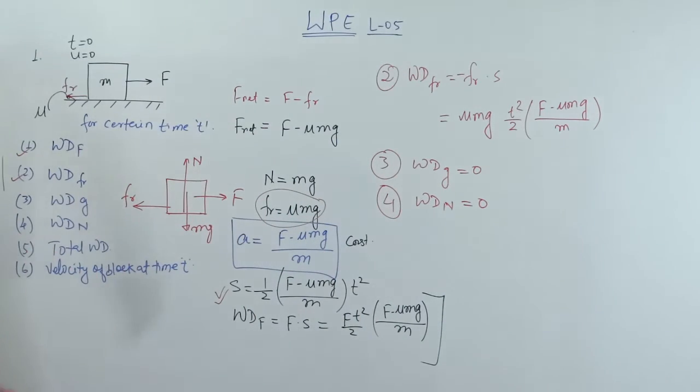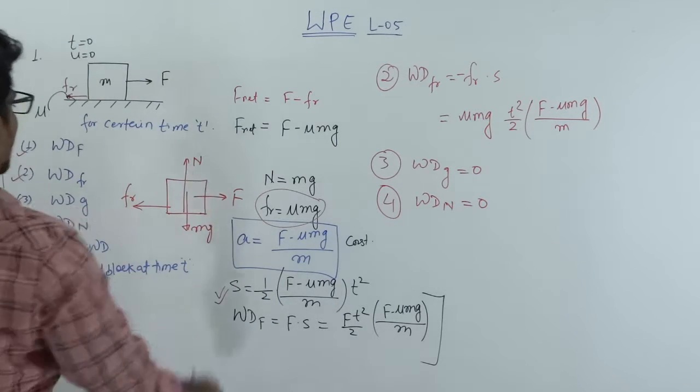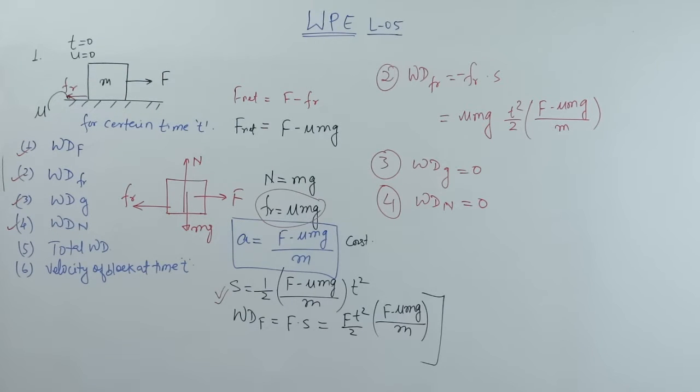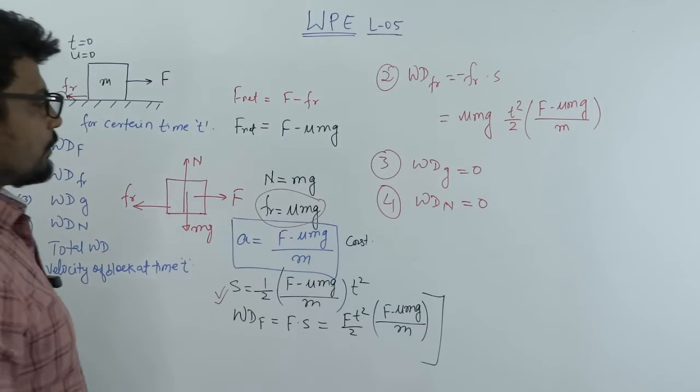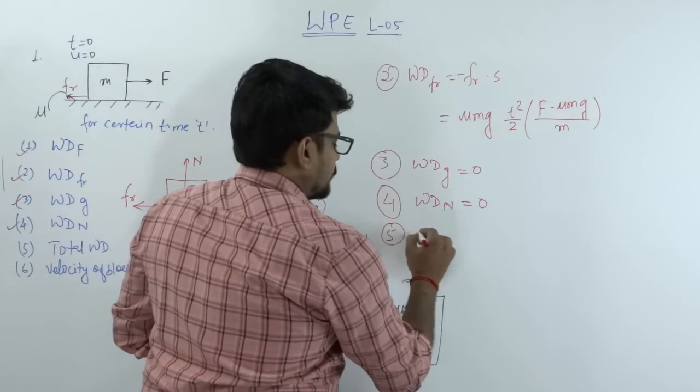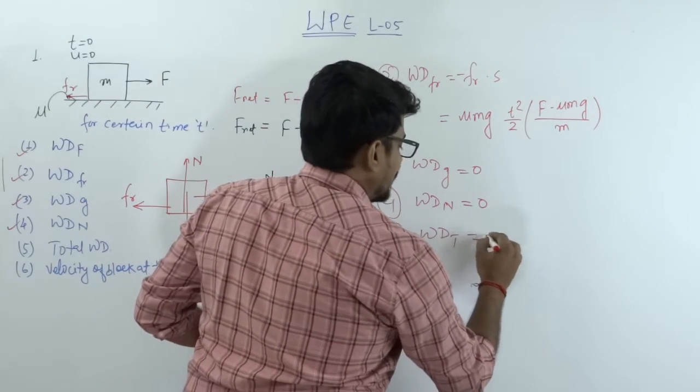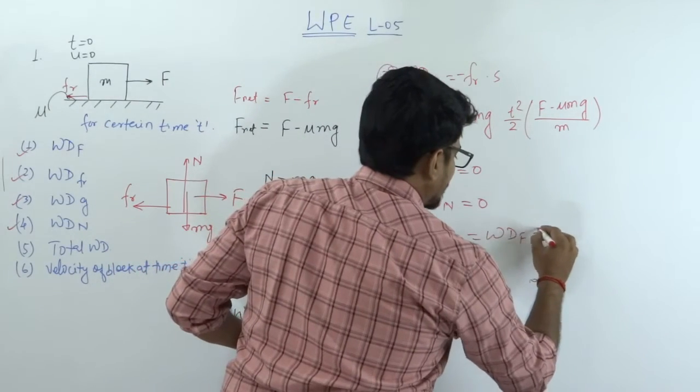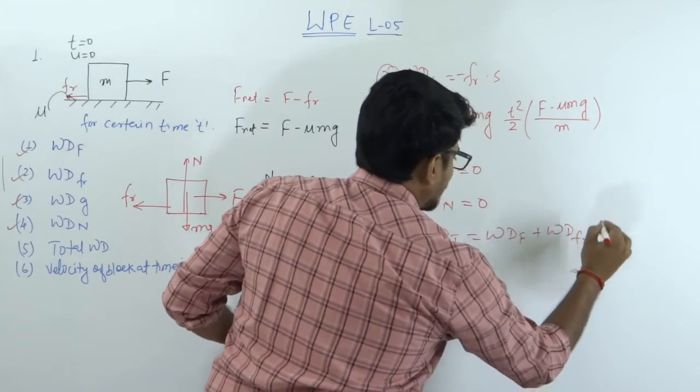कोई दिक्कत वाली बात नहीं है, ये दोनों हमने निकाल दिए। Now the total work done, if I look at the entire thing, should be what? The work done by the force and the work done by the friction. दोनों को प्लस कर देंगे, so total work done should be equal to work done by the force F plus work done by the friction.